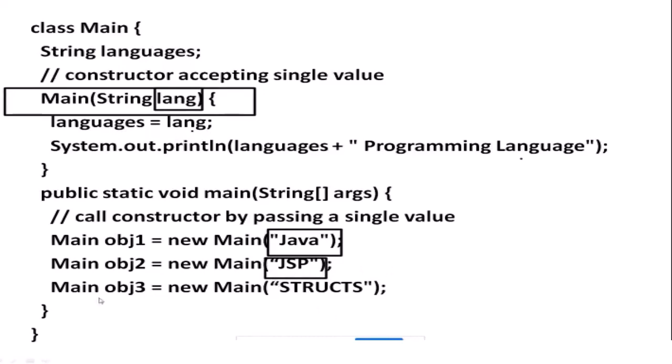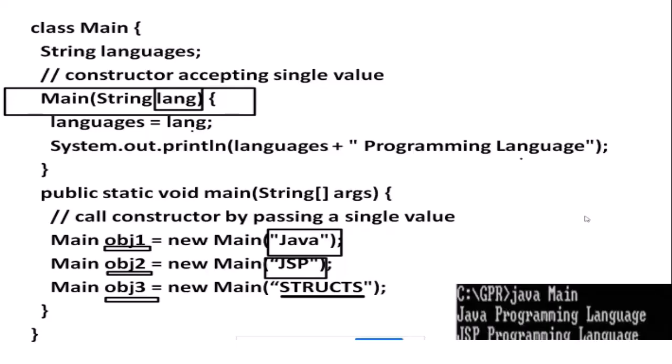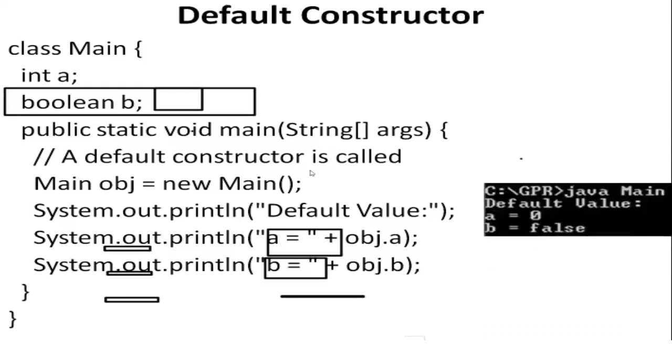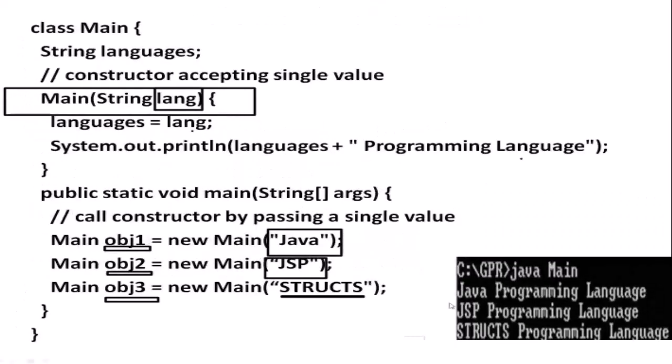And we have created a third object. How many objects have we created? Totally 3 objects: object 1, object 2, and object 3. Now Struts we have given, so language is equal to Struts. Finally, it is going to print Struts. So finally, the output is: Java programming language, JSP programming language, Struts programming language. These 3 things will be printed here.